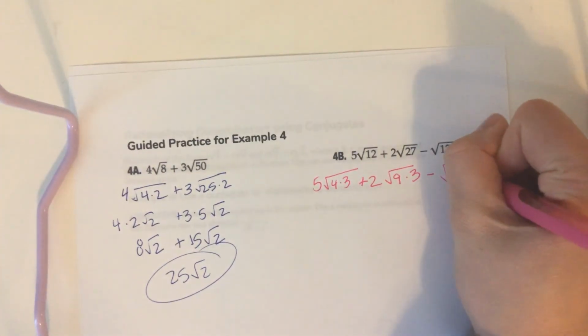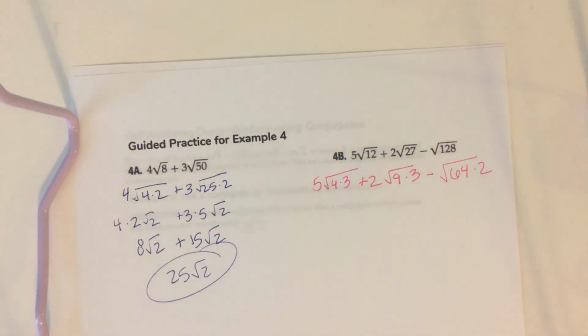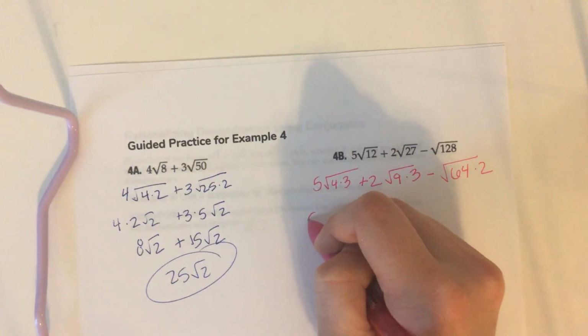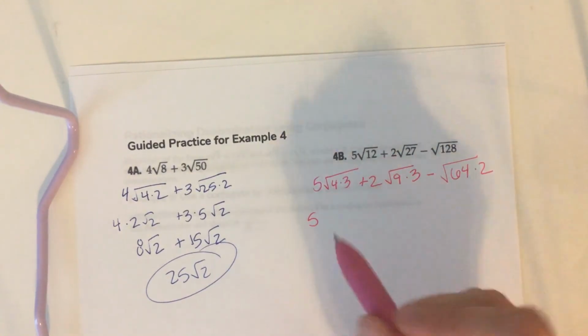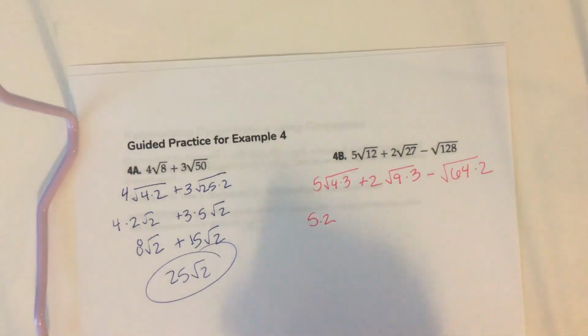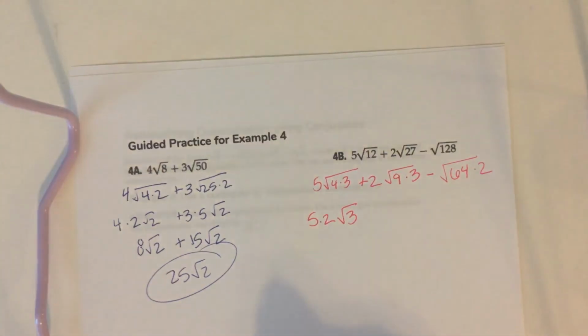Okay, cleaning this up a little bit. Got 5 out in front. Square root of 4 is 2. 5 times, leave the square root of 3 alone.